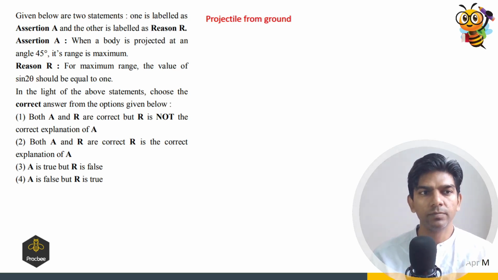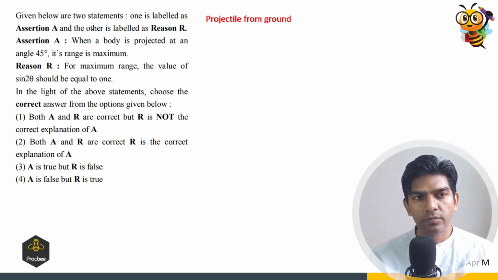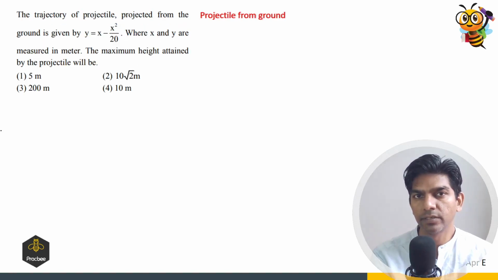Now let us see this question. Given below are two statements. One is assertion, other is reason. Assertion is when a body is projected at an angle of 45 degree, its range is maximum. So that is correct. So for maximum range, the value of sine 2 theta should be equal to 1. So that is fine. So we can say both A and R are correct, and R is the correct explanation of A. So option 2 is the right answer.